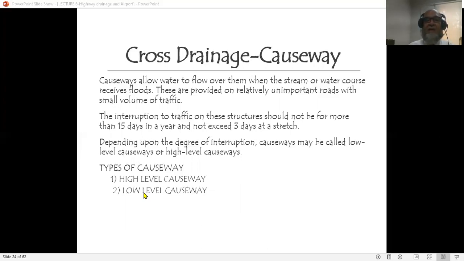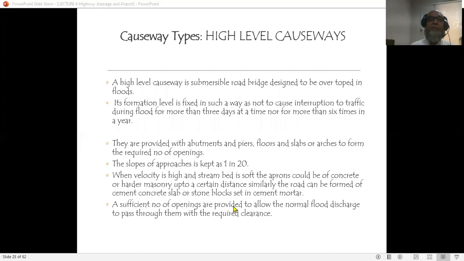And then, as the name suggests, there are low-level causeways. They will be designed at least 50% above the expected water level. So it depends upon how you raise your structure. A high-level causeway is a submersible river bridge designed to be overtopped in floods. Its formation is such that it does not cause interruption to traffic during floods for more than 3 days at a time, and not more than 6 times in a year.